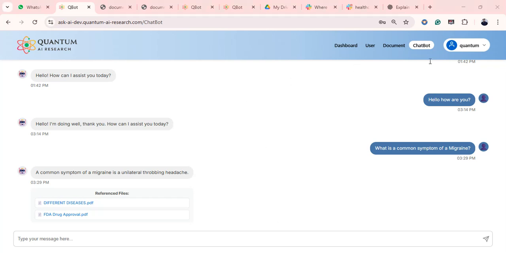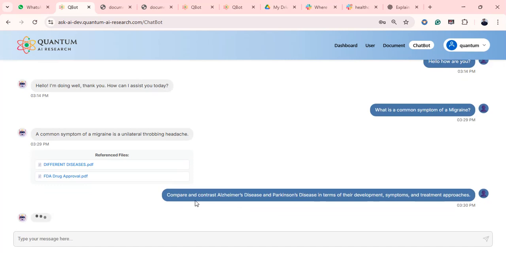Now let me take a moderate level type of question, in which the question contains multiple pieces of information. For example, as you can read over here: compare and contrast Alzheimer's disease and Parkinson's disease in terms of their development, symptoms, and treatment approaches. So this is a multi-level question, or a single question that contains multiple information. Now let's wait and check how the responses will come for this type of question.